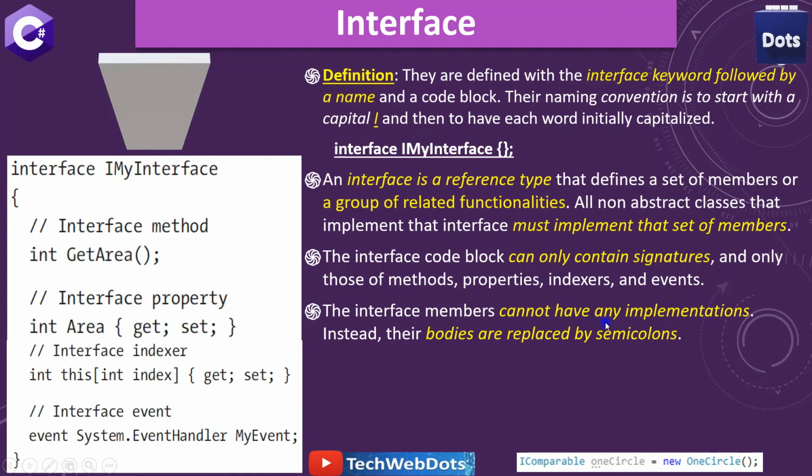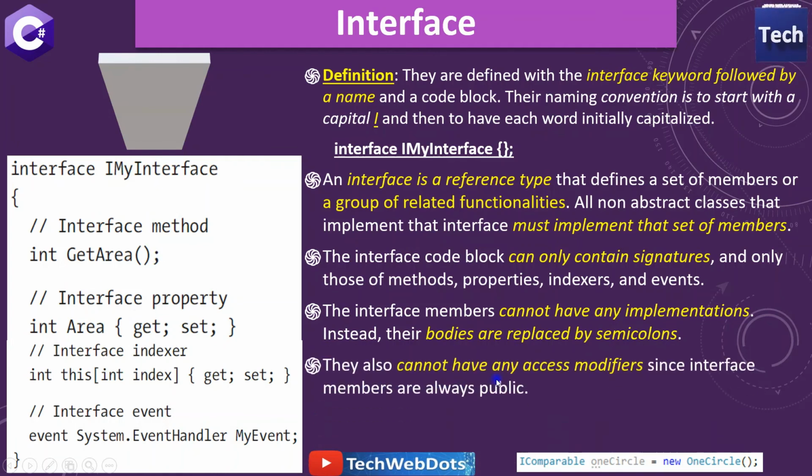The interface member cannot have any implementation. Instead, their bodies are replaced by a semicolon. It means where we specify a semicolon, we will provide the body in the class which is going to implement this interface. They also cannot have any access modifier, since interface members are always public. So you can note here, in an abstract class we specify access modifiers as well, but in an interface we don't provide any access modifier. These are by default public.